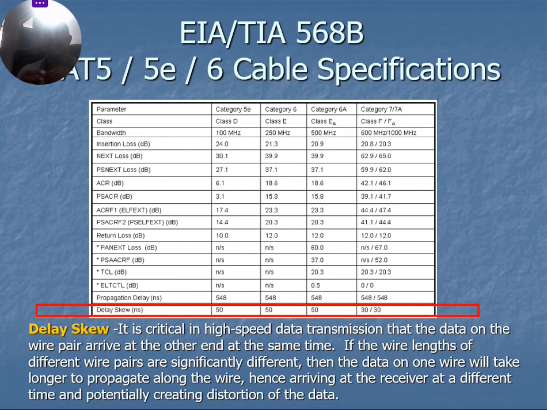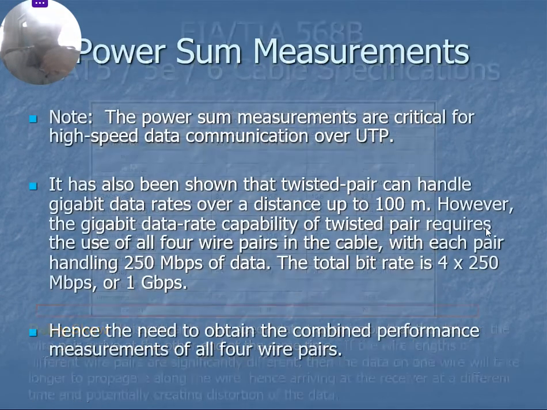If they are of different lengths, then data will obviously arrive at different times, and then there will be what we call the delay skew. Delay skew will be very paramount. So in order to reduce this, we ensure that the pair of wires are of the same length. Is that okay? Now let's move on quickly.